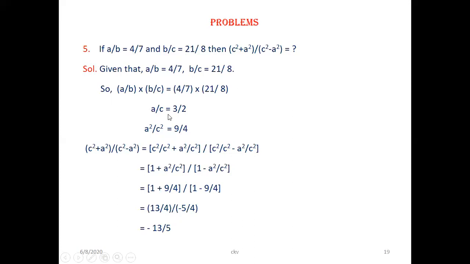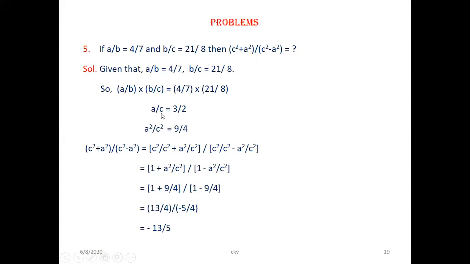Why did I want a by c? I told you already, in the question you have only c and a, there is no b. So you have to eliminate b, and as per the hypothesis, what can be done to eliminate b? You have to think, and if you just multiply these two fractions, as b is the denominator in the first fraction and b is the numerator in the second fraction, when you multiply, b will be cancelled. Now you got a by c, and then square it. Why should I square? Because in the question we have square terms, so we need to square it.